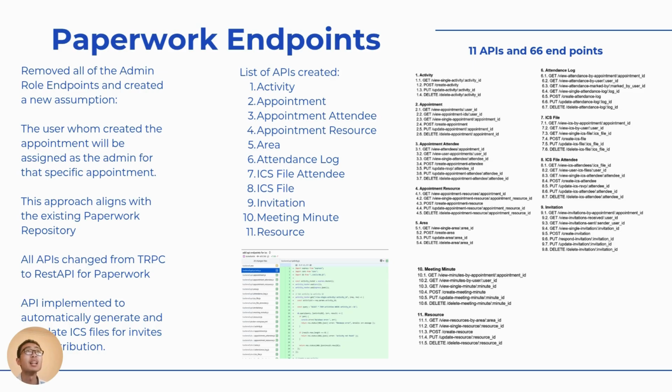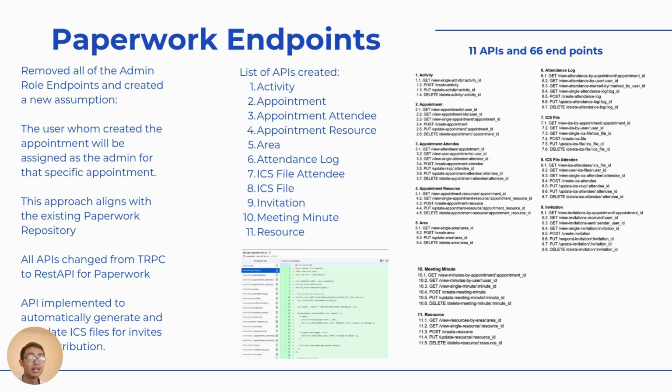And this is the list of the API groups that we created. We have the activities, appointments for creating appointments, adjusting them, etc. Appointment attendees for managing attendees within an appointment, and all of the other API groups here. We combine some of the APIs into groups like this so that we can easily manage the APIs.